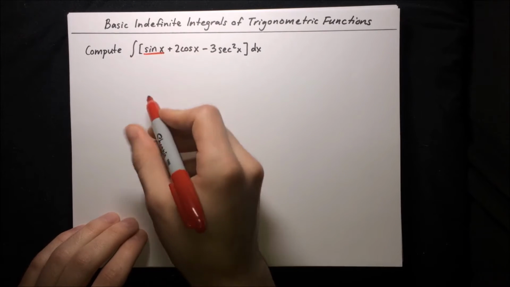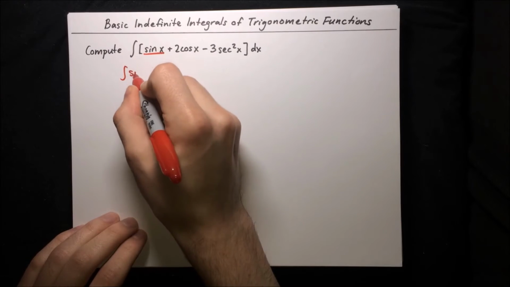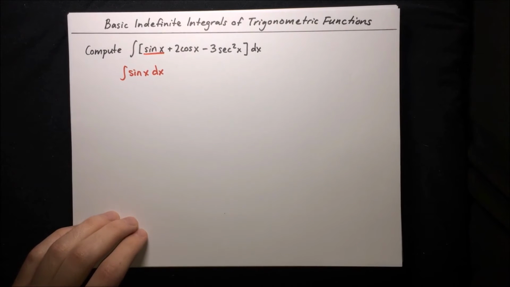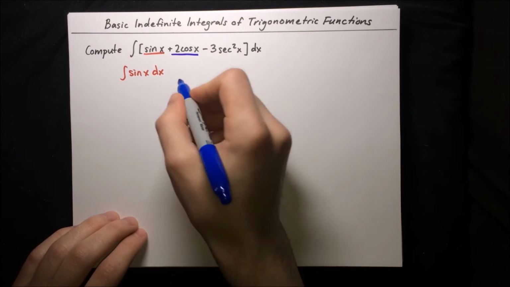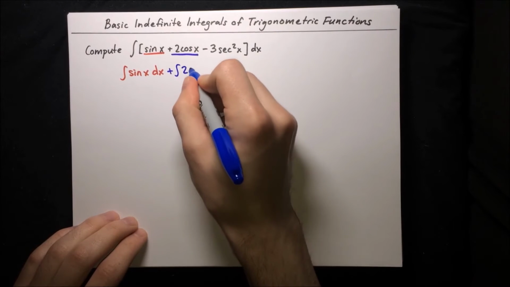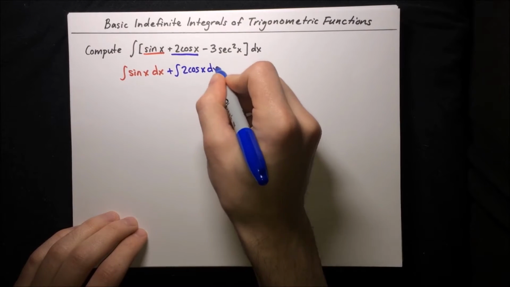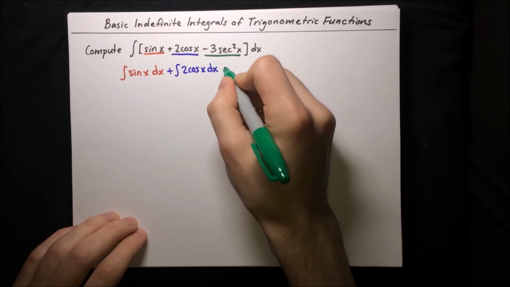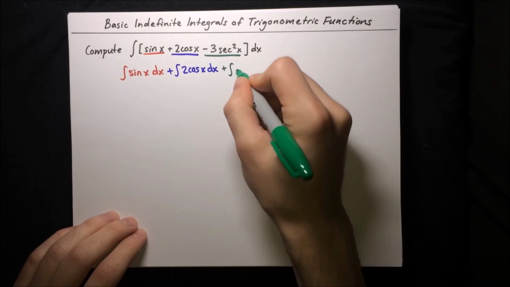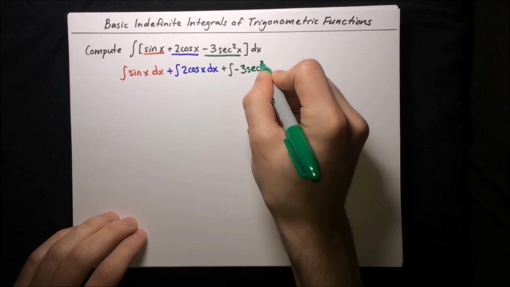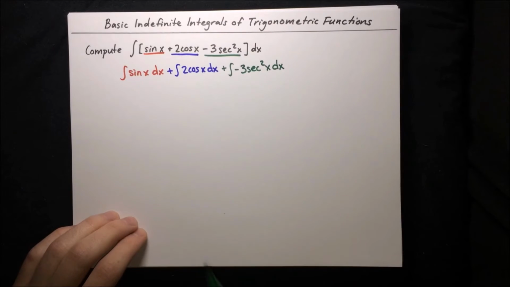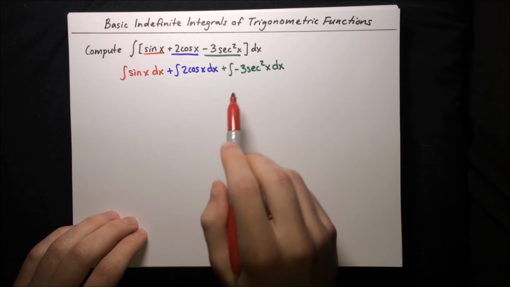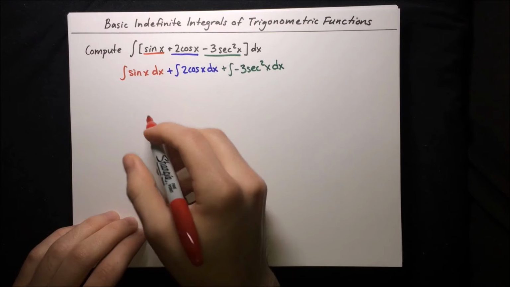So let's start off with integral of sine x dx. Let's go ahead and write out the rest of the integrals as well. So next up is integral of 2 cos x, so plus integral of 2 cos x dx. And then lastly, we've got our integral of negative 3 secant squared x, so plus integral of negative 3 secant squared x dx. And to clean that up a little bit, let's go ahead and write that again, but let's move all the coefficients in front of the integral, so we just have the trig functions inside of the integrals.